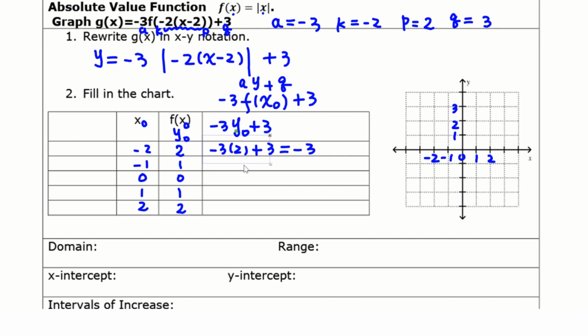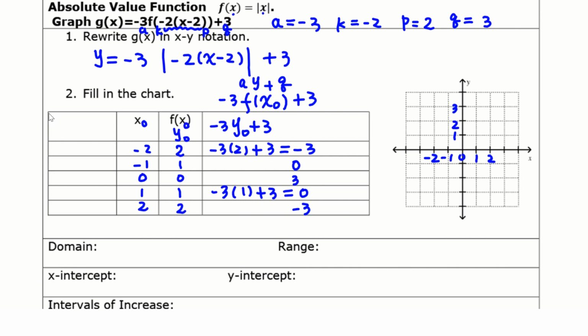Then -3 times 1 plus 3 is 0. -3 times 0 plus 3 gives you 3. Then -3 times 1 plus 3 gives you 0 again. Then -3 times 2 plus 3 is -3.